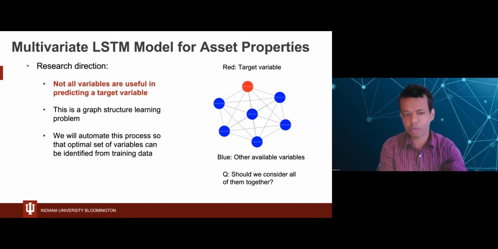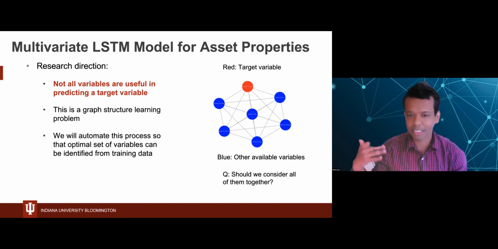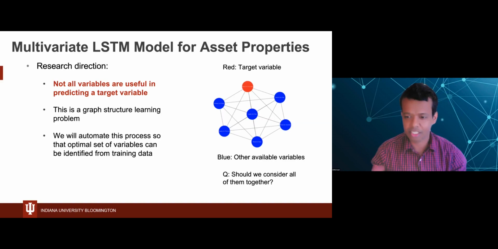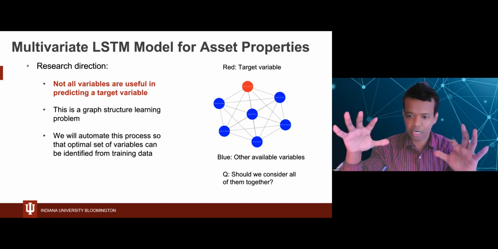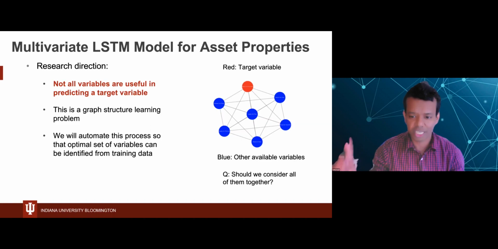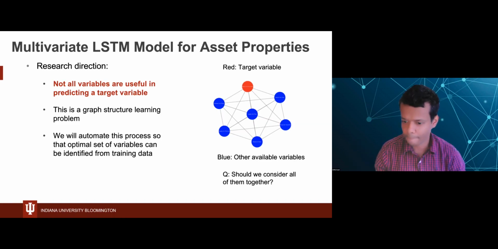So our conclusion is that not all variables are useful in predicting a target variable. And in our experiment, we actually did a brute force search. Instead of learning this, we tried all possible combinations and found out which one is the best. But that is not the optimum choice. What we want to do is, this is actually a graph structure learning problem. Given my nodes, I don't know which edges would be useful in my final prediction. I would like to learn the structure of the graph from my data so that my final prediction is improved.